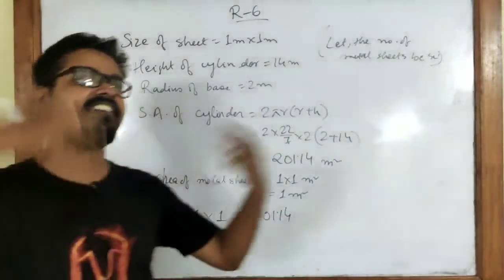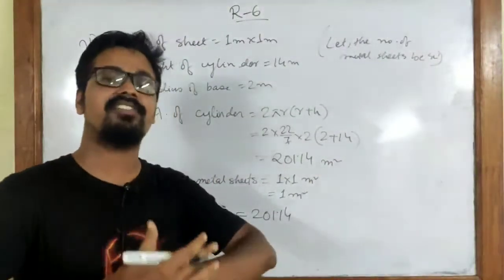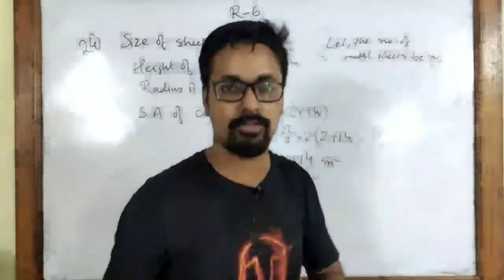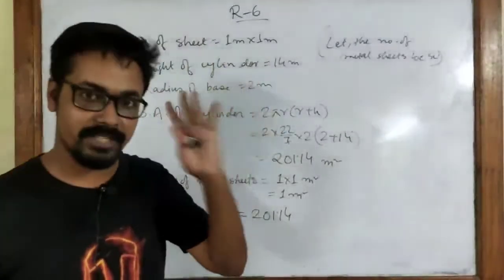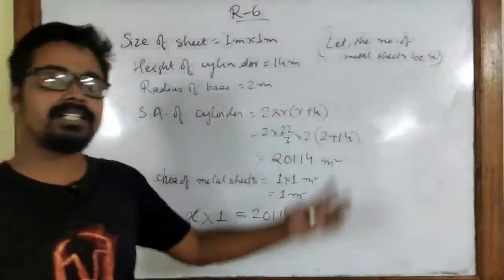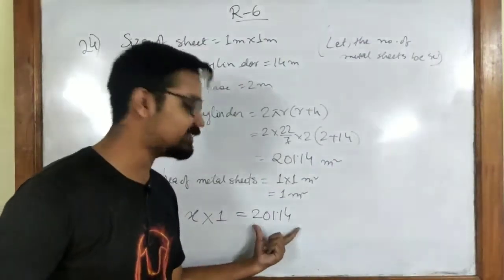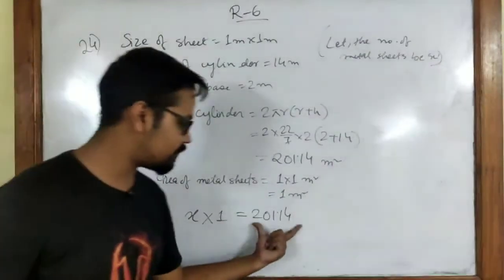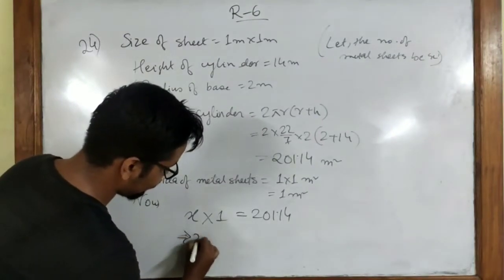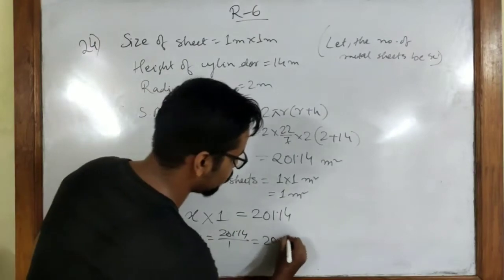Suppose there are 5 metal sheets and each metal sheet has a surface area of 1, what is the surface area of all the 5 metal sheets? 1 plus 1 plus 1 plus 1 plus 1, that is 5. So 5 into 1, that is 5 meter square, will be the total surface area of all the metal sheets. And all the metal sheets will be required to make a cylinder of this surface area. So this surface area and this surface area must be equal. Therefore x will be equal to 201.14 by 1, that is 201.14.